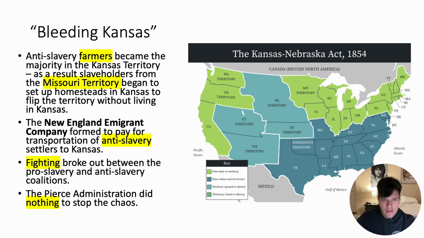Furthering the crisis, right? So you guys can see on the slide, the Pierce administration did nothing to stop the chaos that was going on at this time. But yeah, that's Bleeding Kansas. This is the slide. Go ahead and write down the notes and let's continue.